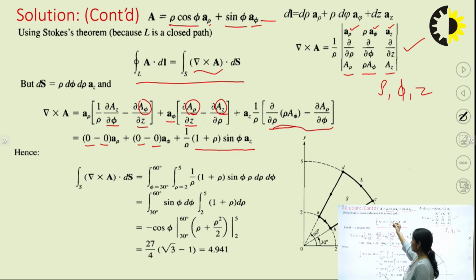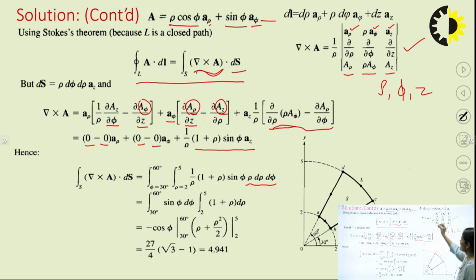Now on the right hand side, first you have to find out the curl, then multiply it by ds. So we can find ds with the help of dl, which is equal to d rho unit vector of rho plus rho d phi unit vector of phi plus dz unit vector of z. Now put these values. You can check your theta, meaning phi varies from 30 degrees to 60 degrees. So write down the integration: phi varies from 30 degrees to 60 degrees and rho varies from 2 to 5. So write 2 to 5, 1 upon rho, 1 in bracket 1 plus rho sin phi. Here this is your ds.